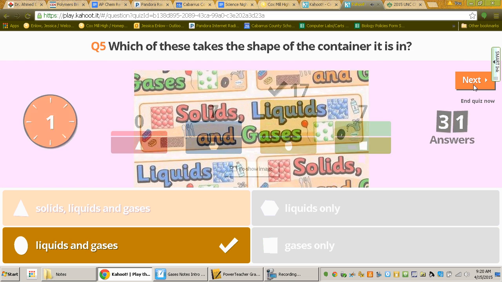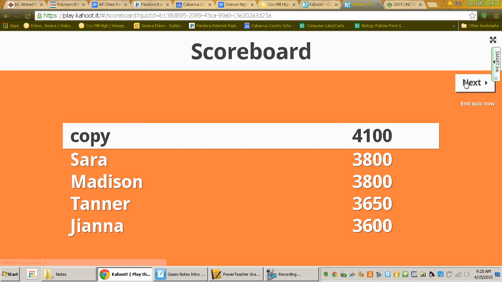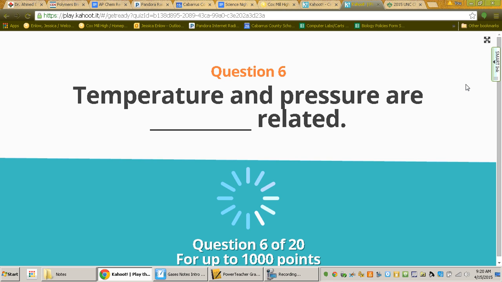It depends. I have to explain this one. Most of us did get that right, but if you chose gases only, I'll go back and give you credit later. Especially if the volume of the liquid is large, it's going to obviously take the shape of the container, right? So you got to kind of think bigger on that one. Temperature and pressure are blank related.